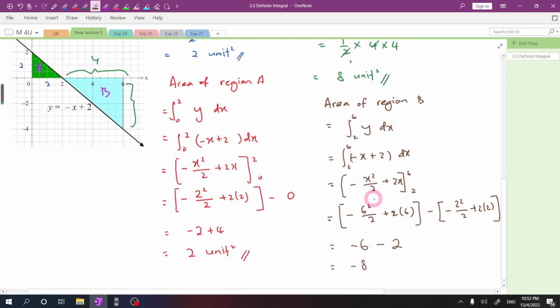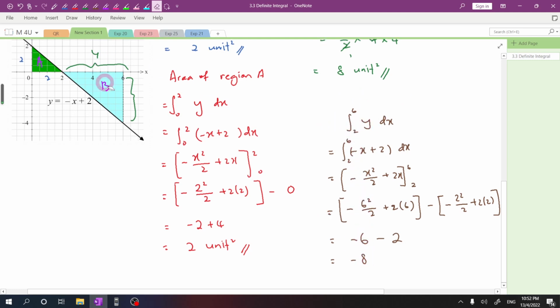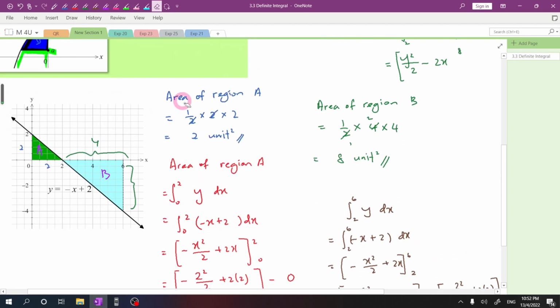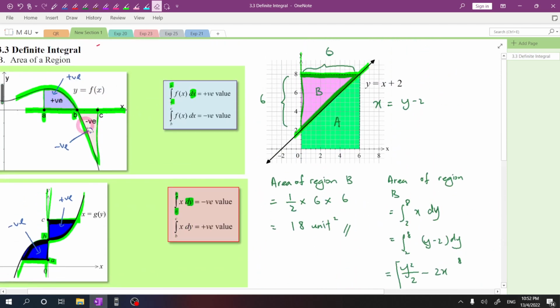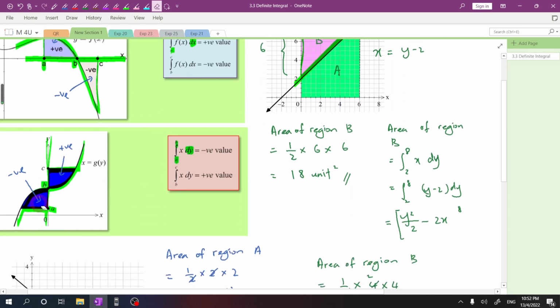So area cannot be negative, right? If you start to write area of region B here, so it becomes area equal to negative, it is not correct. So you need to add a modulus sign here. So it looks complicated. So for this situation, I would suggest you first don't write this, just start from here. Just find the definite integral. You get negative 8, right? Because this is below the x-axis, as I told you just now. Positive, negative. Positive, negative.